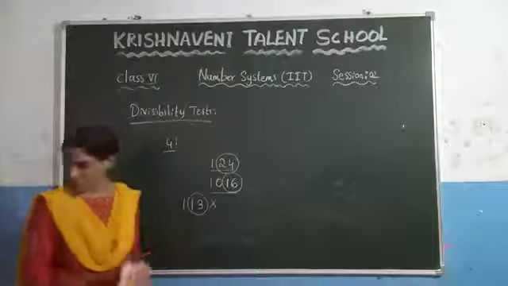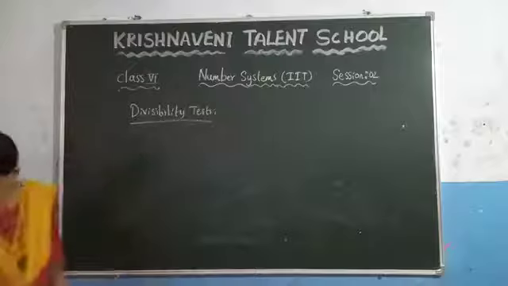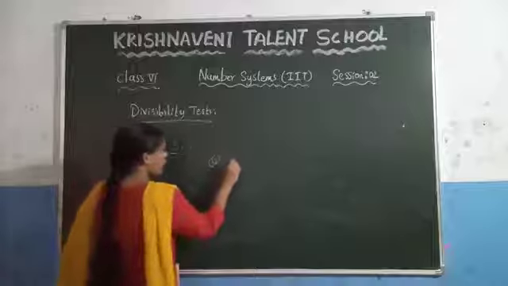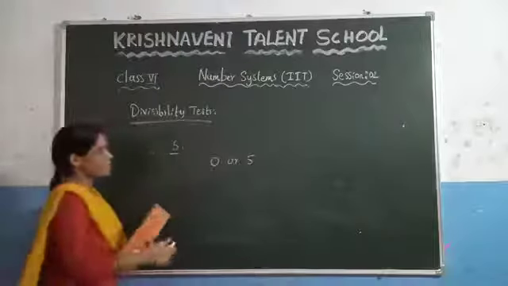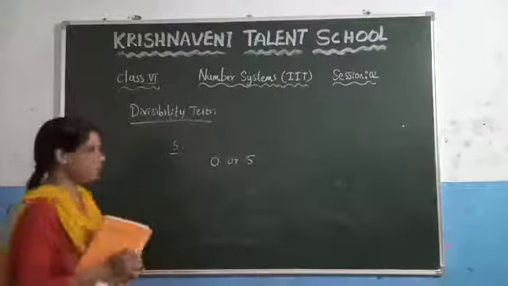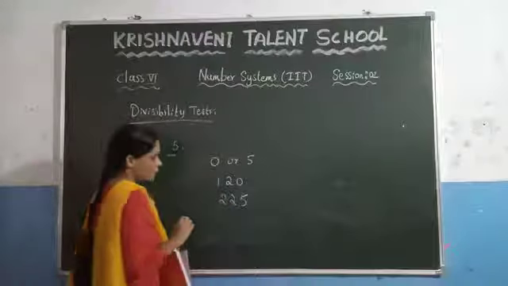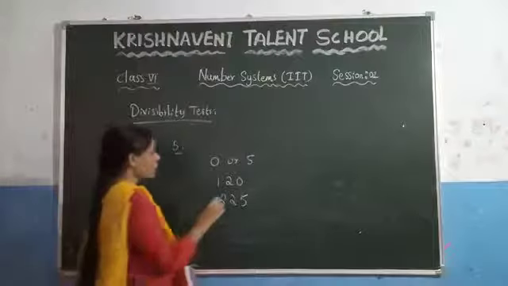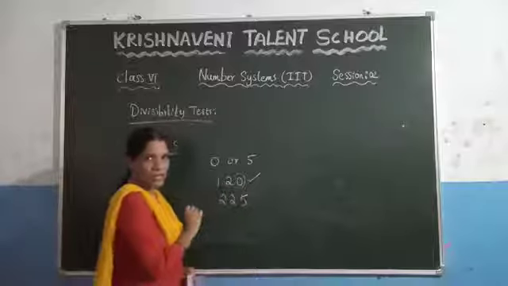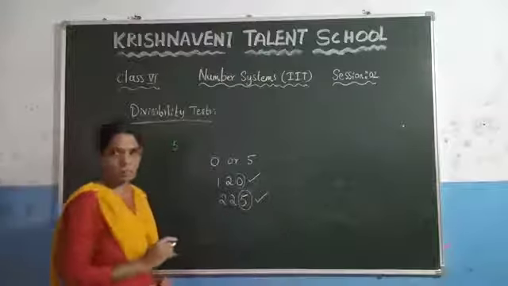And now see the divisibility rule for 5. What does the divisibility rule for 5 say? If the unit digit of a number is either 0 or 5, we can say that the number is divisible by 5. Let us consider a few examples, 120 and 225. In the first, the unit digit of the number is 0, so we can say that this number is divisible by 5. Similarly here, the unit digit ends with 5, so this number is divisible by 5.